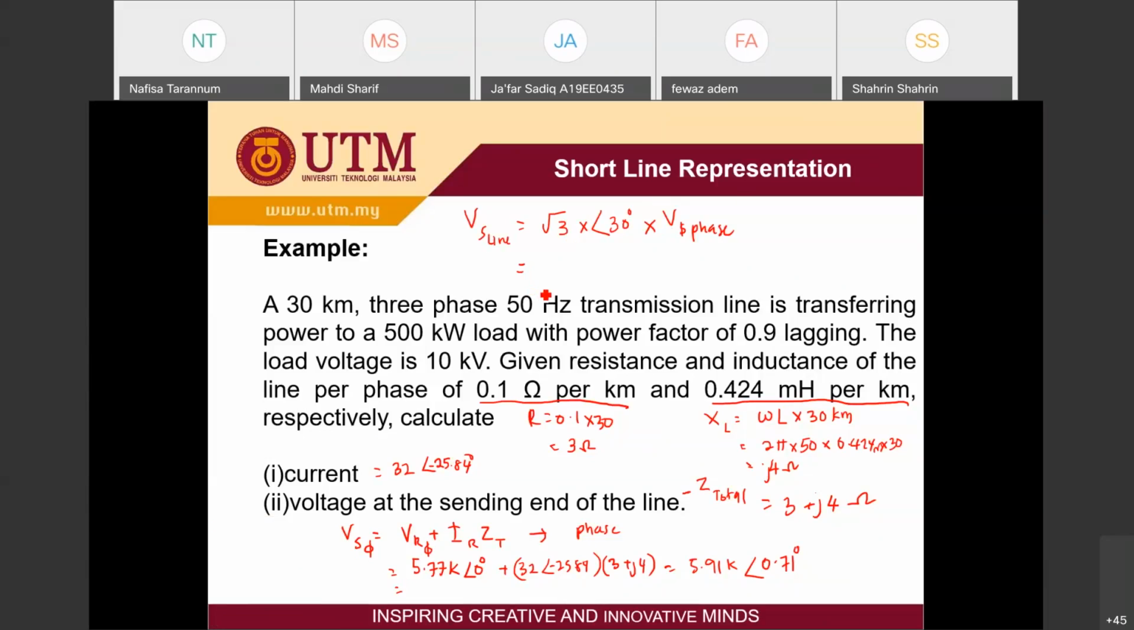So you should get 5.91 K with an angle of 0.71 multiplied by square root 3 with an angle of 30 degrees. You should get 10.223 K with an angle of 30.7. So this is your VS line. Okay, so this is the final answer.